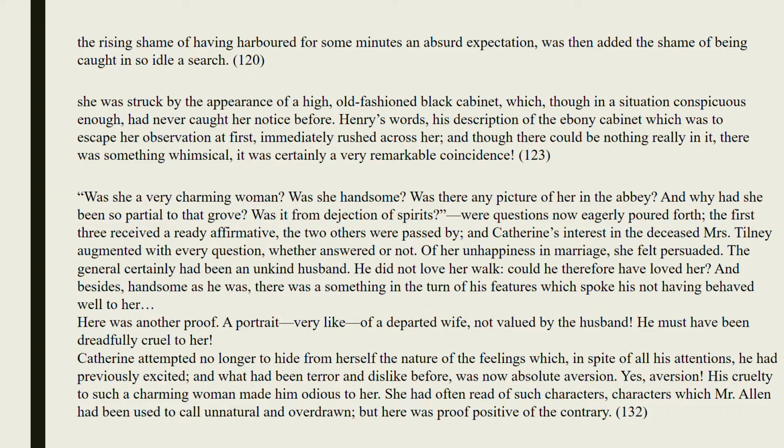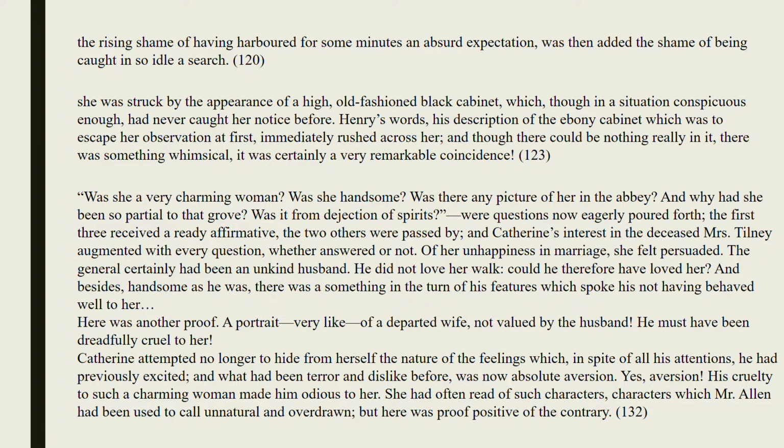She speaks about the rising shame of having harboured for some minutes an absurd expectation. Was then added the shame of being caught in so idle a search. This is the incident with the heavy chest, which contains nothing but extra sheets and fabrics. But despite that, every realization like this she has as to the silliness of her presentiments doesn't stop her going through exactly the same process again.